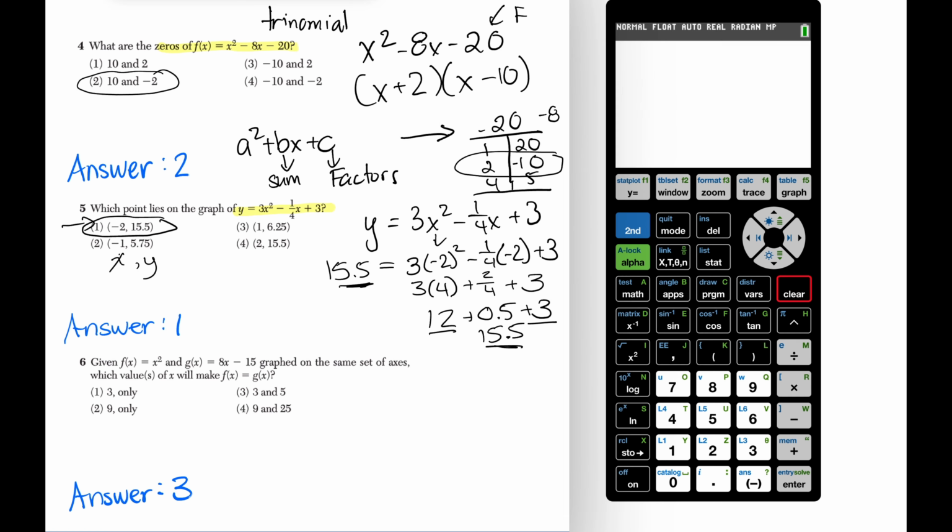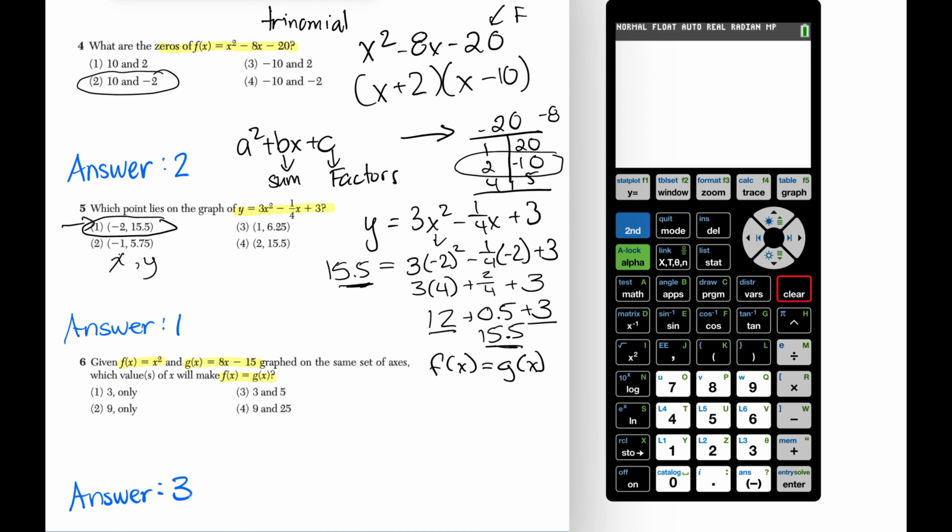Let's go down to number 6. Given f of x is equal to x squared, g of x is equal to 8x minus 15, graphed on the same set of axes, which values for x would make f of x equal to g of x? So this is what I want.